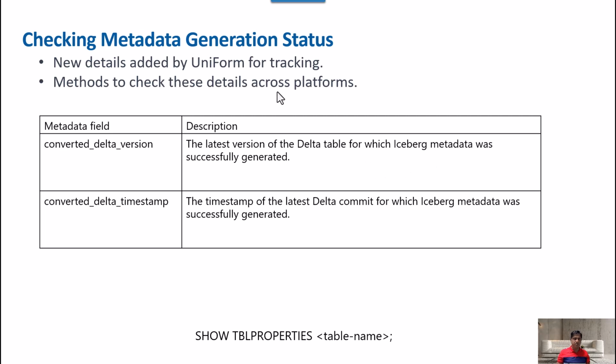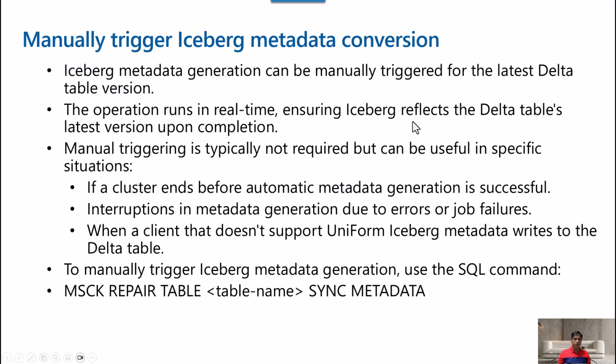But how do we see this metadata generation status? With the help of the show table properties command, you can find out the metadata fields which were added recently into the table. You can also trigger the Iceberg metadata conversion manually. It is not really required typically, but it could be very useful for certain scenarios.